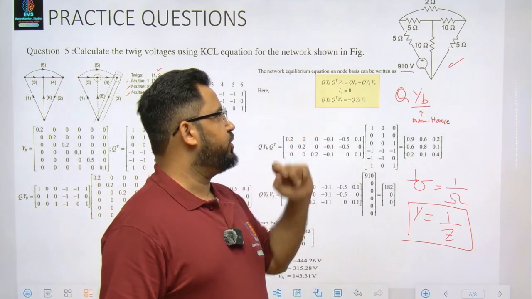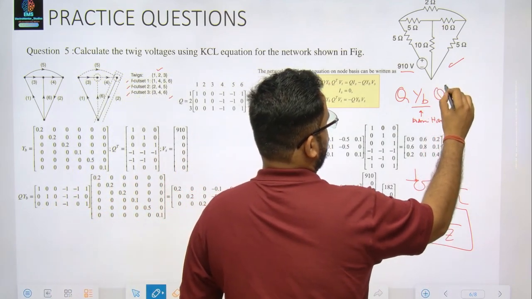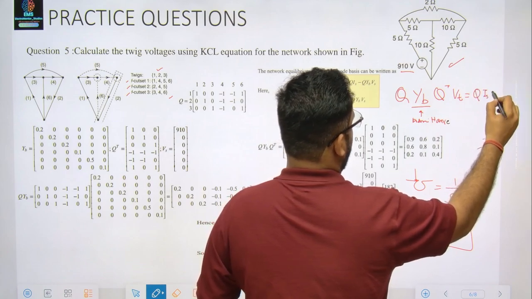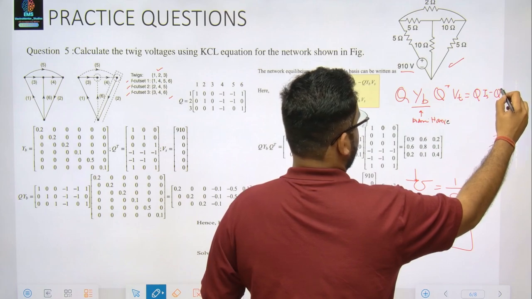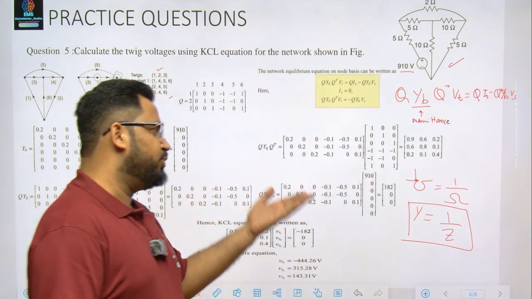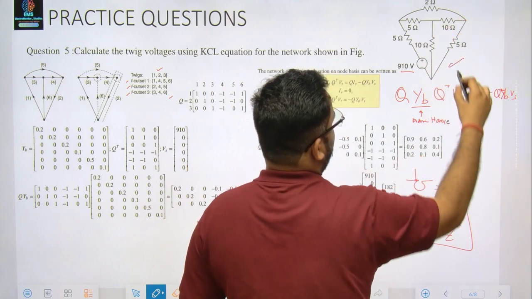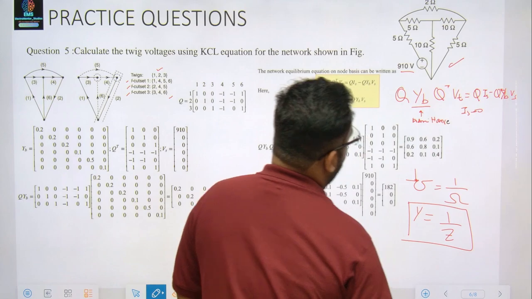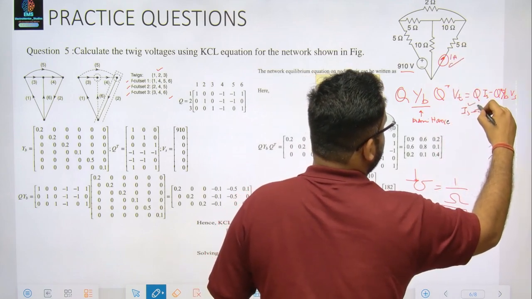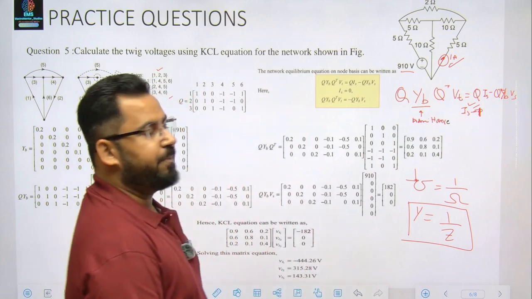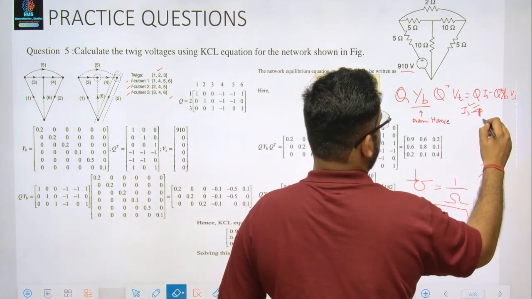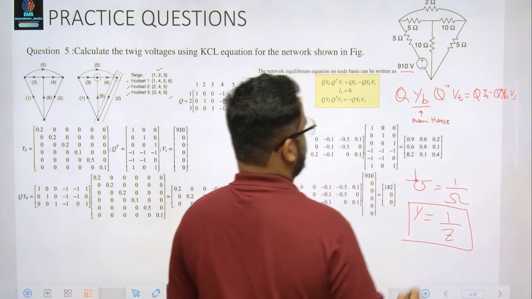Okay. So it's Q into admittance matrix into Q transpose into twig voltage is equal to Q times IS minus Q times YB VS. Sorry, it's not Q times, Q is the matrix. Again, there is no current source, so the value of IS will be 0. If they would have given us a current source, let us say 1 ampere, then this IS would have taken part as 1 ampere. Is it clear? So for now, we don't have it, so we are not considering it.